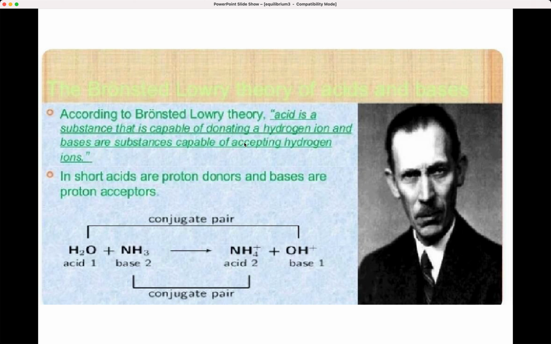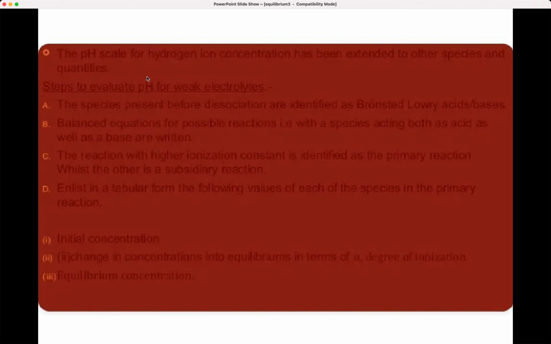It is a substance which is capable of donating a hydrogen ion, and bases are substances capable of accepting a hydrogen ion. In short, acids are proton donors and bases are proton acceptors. Remember PD, proton donors, bases, proton acceptors. The conjugate pair, see acid 1, base 2, acid 2, base 1. Remember this. So here this is a conjugate pair, base 2 and acid 2. So here the pH scale of hydrogen ion concentration is extended by another species and quantities.